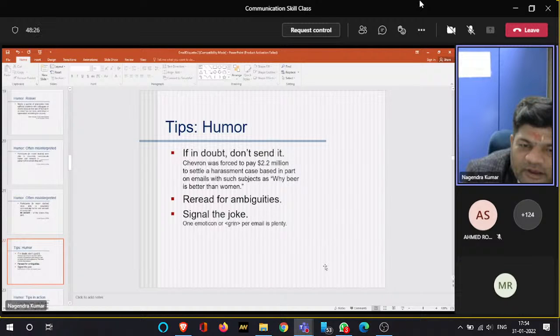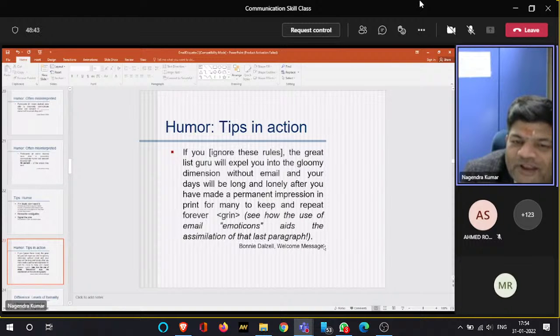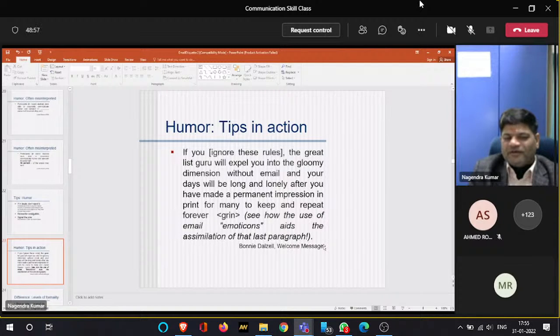Signal the joke. If you have to use it, you can use one green emoticon per email, and that is enough, not more than that. So if you ignore these rules, the great list guru will expel you into the gloomy dimension without email, and your days will be long and lonely after you have made a permanent impression in print for many to keep and repeat forever. And then one emoji.